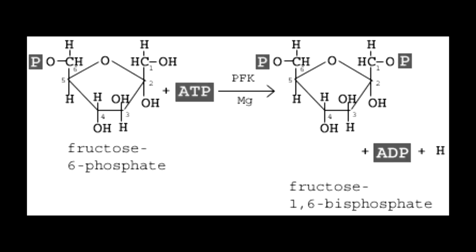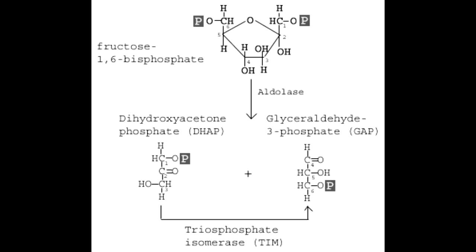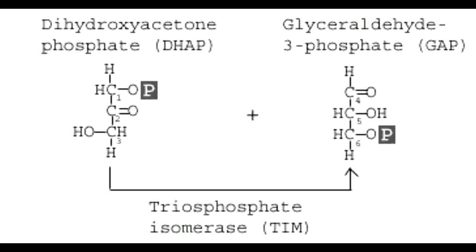Phosphofructokinase, with magnesium as a cofactor, changes fructose 6-phosphate into fructose 1,6-bisphosphate. The enzyme aldolase splits fructose 1,6-bisphosphate into two sugars that are isomers of each other. These two sugars are dihydroxyacetone phosphate and glyceraldehyde 3-phosphate. The enzyme triosephosphate isomerase rapidly interconverts the molecules dihydroxyacetone phosphate and glyceraldehyde 3-phosphate.